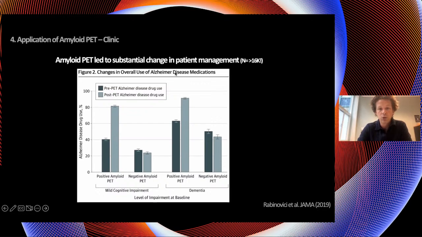This is one example where they looked at Alzheimer's disease medications, and you can see that the post-PET Alzheimer drug use was much higher compared to the pre-PET use, especially in individuals that were amyloid PET positive. This was true for both dementia and mild cognitive impairment. So this suggests that applying amyloid PET as a diagnostic tool fine-tunes the patient management of individuals suspected of Alzheimer's disease.